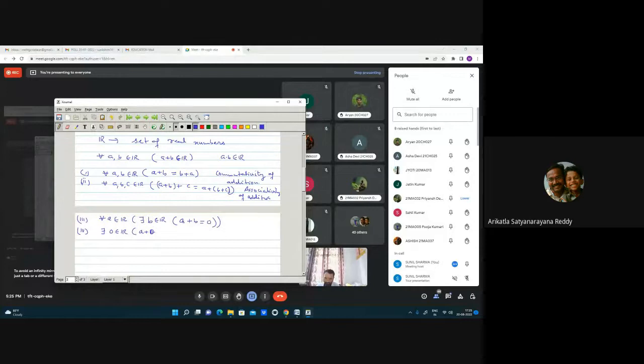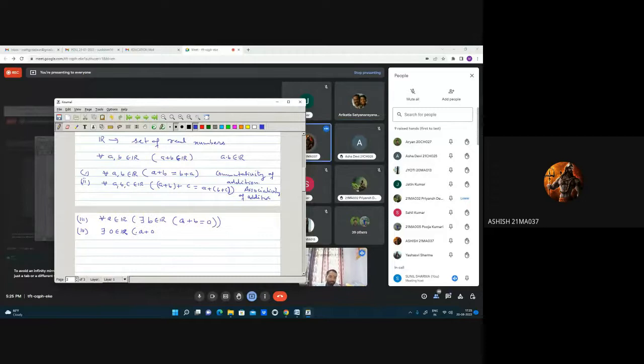Here, whoever is telling, I just ask one question to you. We say for all, given any A belongs to R, or there exists A belongs to R. So what is A there? A is a variable, right? It can change. But here, there exists 0 belongs to R means what is 0? 0 is a number, a fixed number, or is it going to change? Are you following what I'm saying?